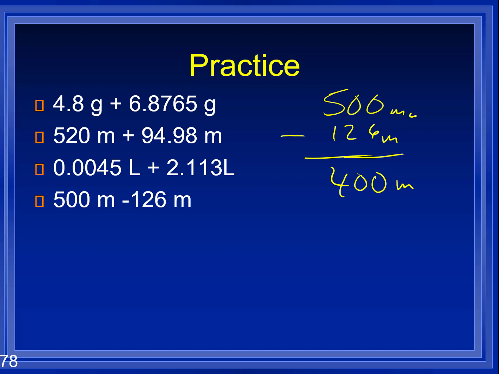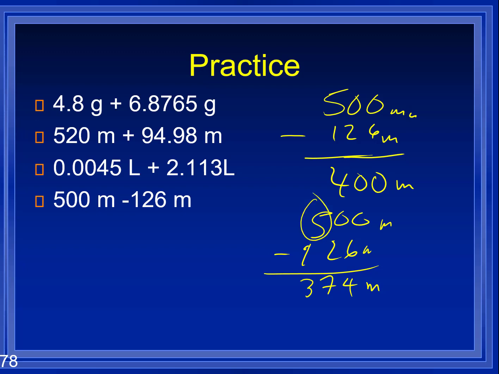Looks really wrong, doesn't it? Zeros don't count. But it's the right answer. Because, well, what? I do 500 minus 126. My calculator gives me 374. What's the last sig fig in 500? 5. Last sig fig in 126? 6. So I have to round off where the 5 is. That's 400. It looks just wrong, but it's right.